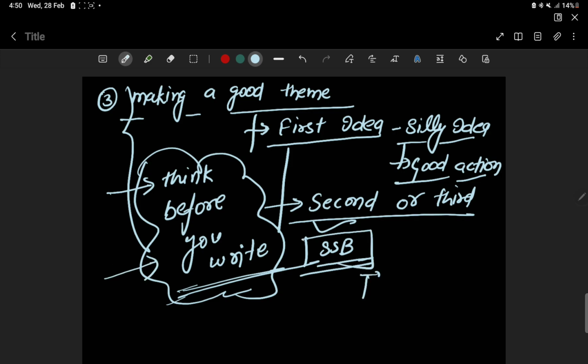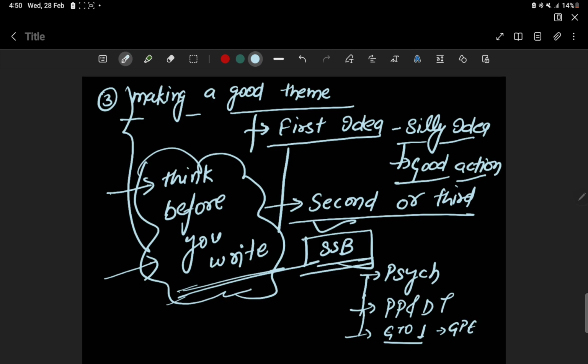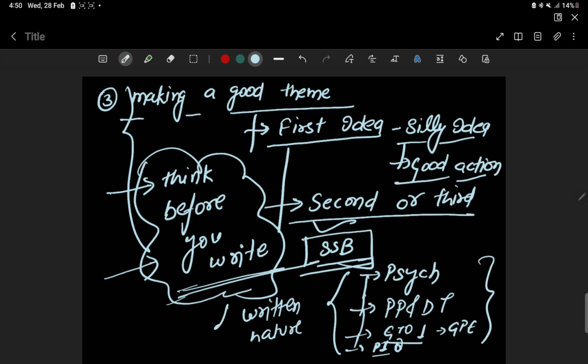In the psych test also, in the PPDT, and even in the GTO one, that is GPE, and also PIQ. These are four tests which are written in nature, and in every test, think before you write. It is very important.